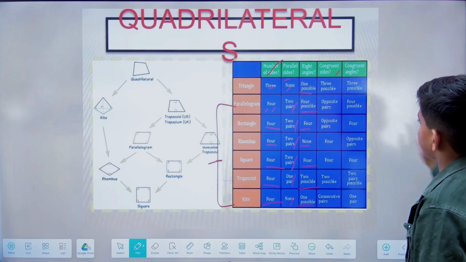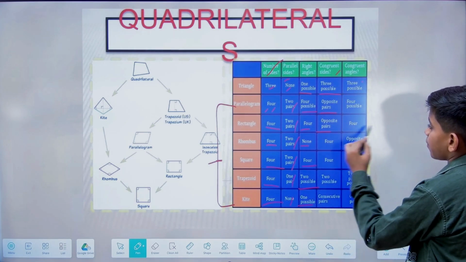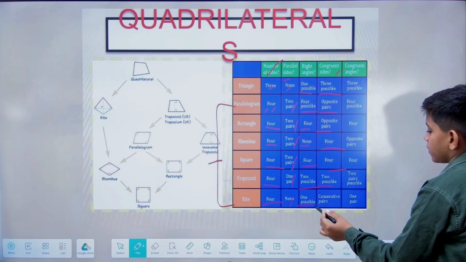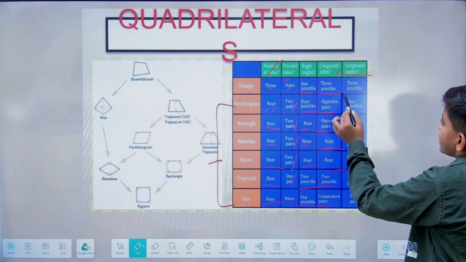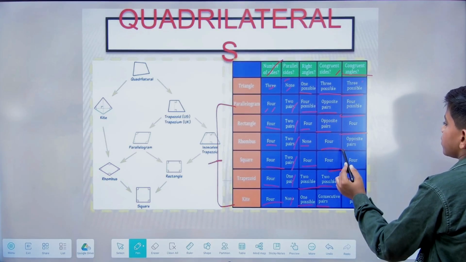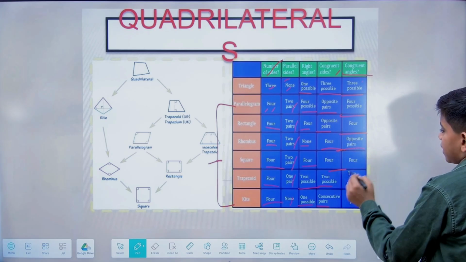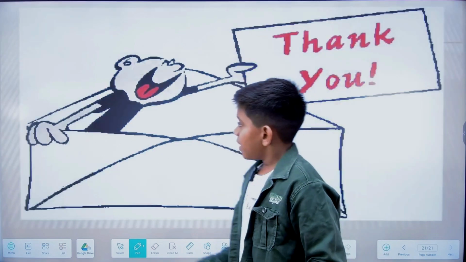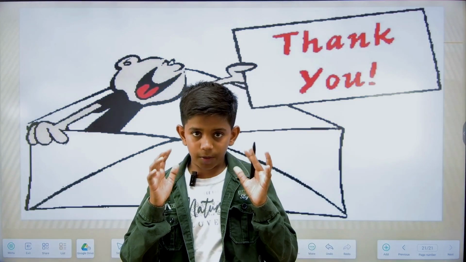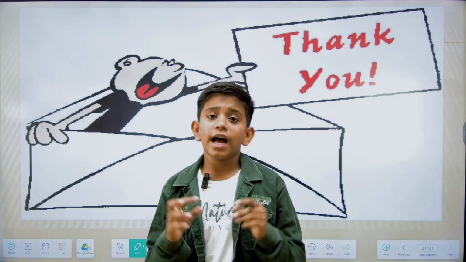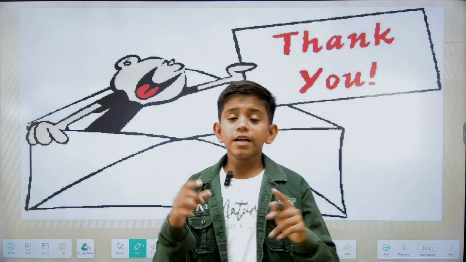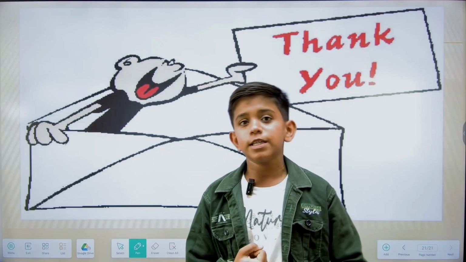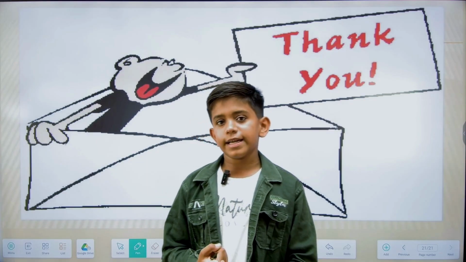Congruent sides means same sides. 3 possible, opposite side pairs, 4, 4, 2 possible, consecutive pair. Congruent angles: 3 possible, 4 possible, 4 possible, and 4 opposite pairs, 4 pairs possible and 1 pair. I hope you understood the subject, understanding quadrilaterals. Here we learned about the different quadrilaterals and their properties.